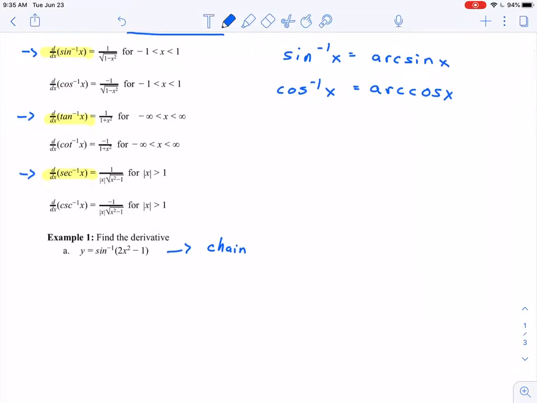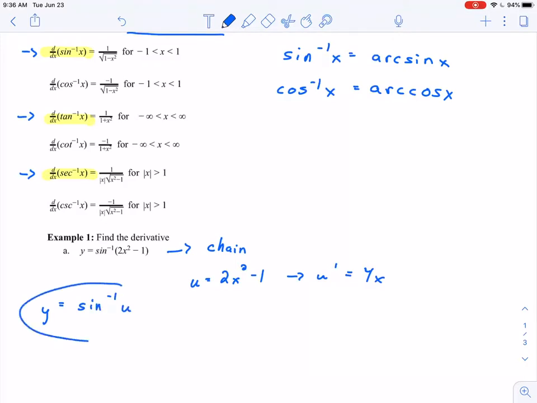Chain rule, especially when we're working with these new functions, I always like to go back to the basics and really take our time with these problems. Let's go slowly and break it down as much as possible. So I'm going to take my u, my inside function, to be 2x squared minus 1, which means that u prime will simply be 4x. If I make my substitution, I will have y equals sine inverse of u, which is good.